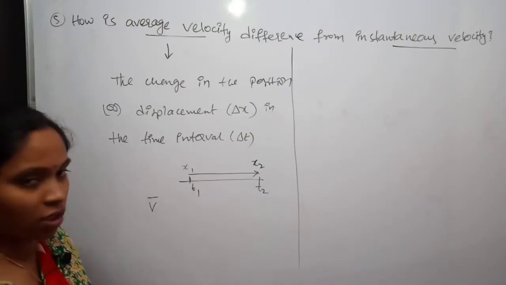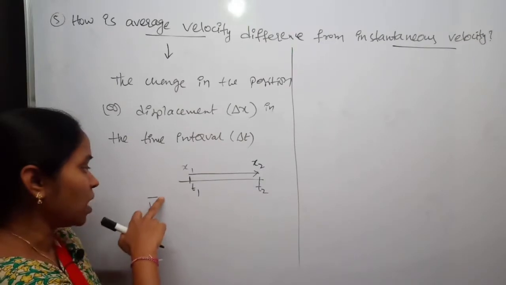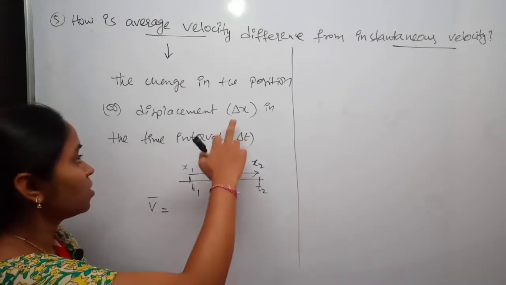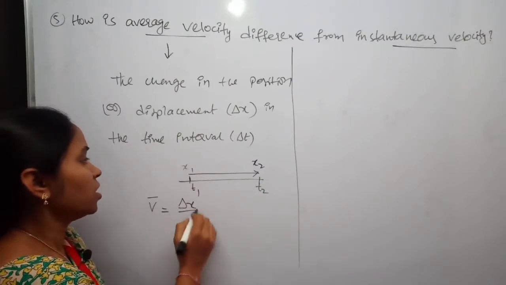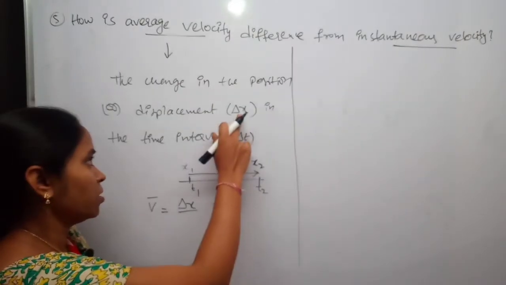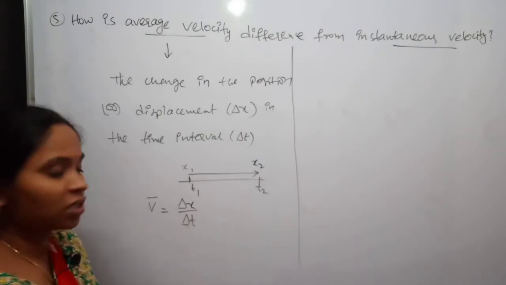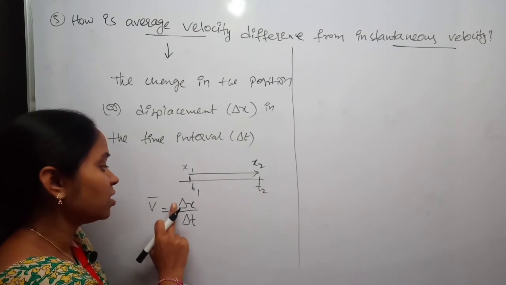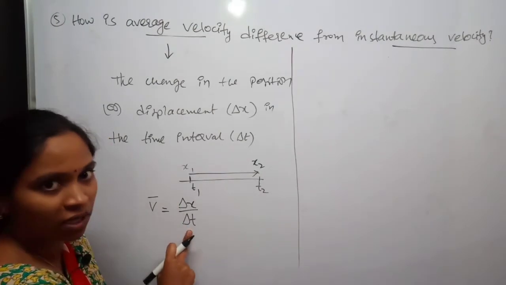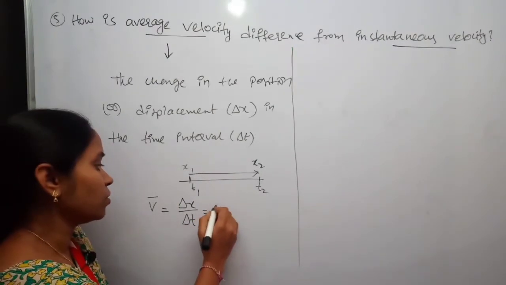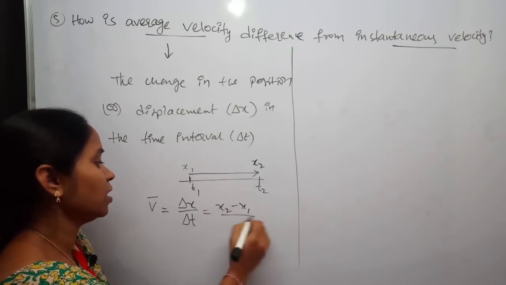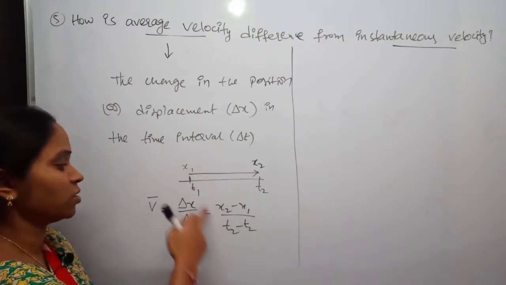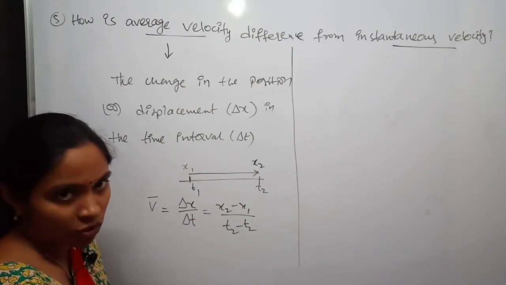Now the average velocity, v bar, where the bar denotes the average quantity, is equal to the change in displacement to the change in time, or the change in displacement in a time interval delta t, which is equal to x2 minus x1 by t2 minus t1. x2 minus x1 by t2 minus t1 is the average velocity.